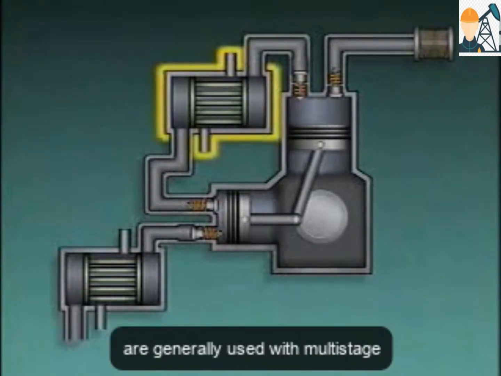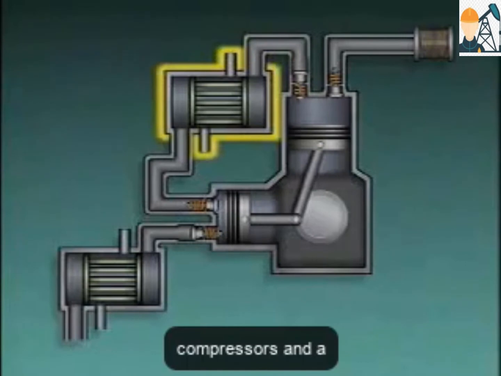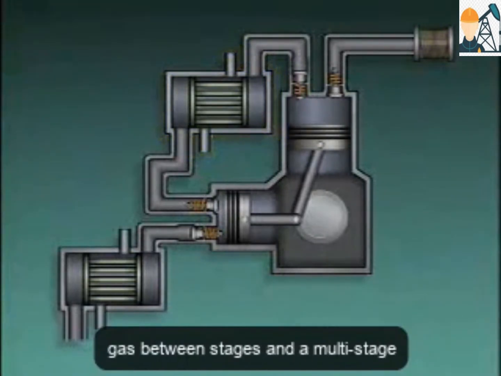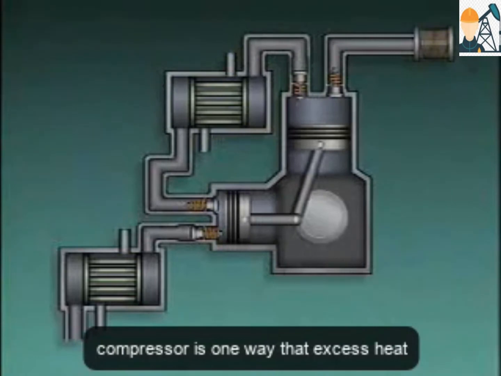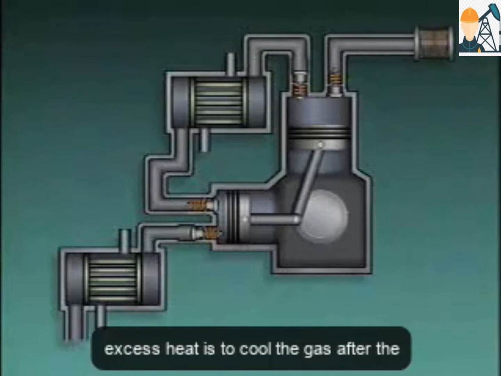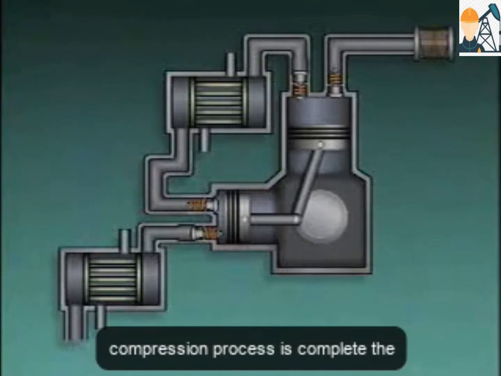Intercoolers are generally used with multi-stage compressors and are located between the stages. Cooling the gas between stages in a multi-stage compressor is one way that excess heat can be removed. Another way to remove excess heat is to cool the gas after the compression process is complete.